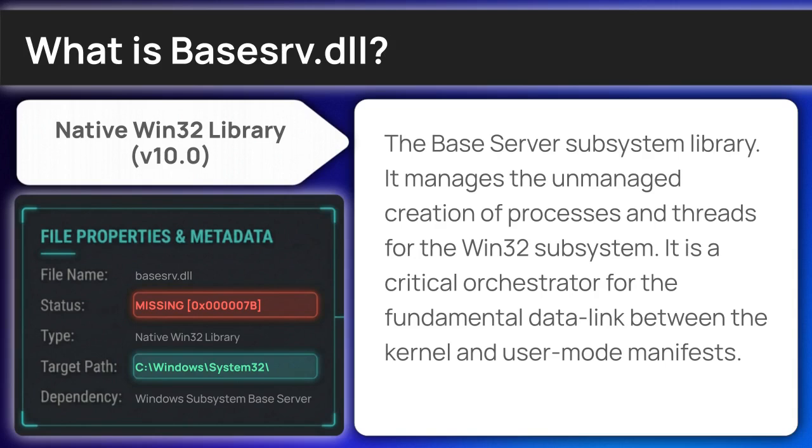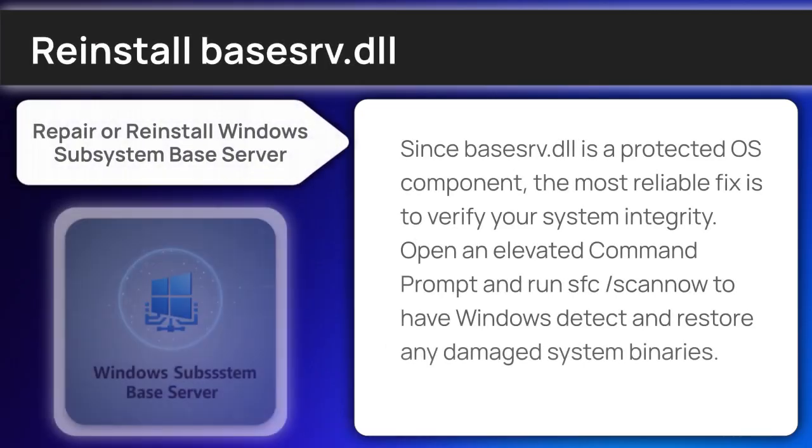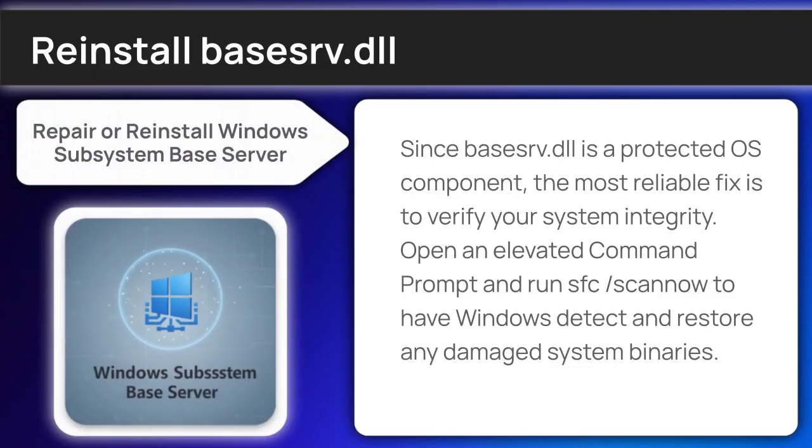With that context in mind, our first logical step is a clean reinstallation. Since Basesrv Library DLL is a protected OS component, the most reliable fix is to verify your system integrity. Open an elevated command prompt and run sfc /scannow to have Windows detect and restore any damaged system binaries.